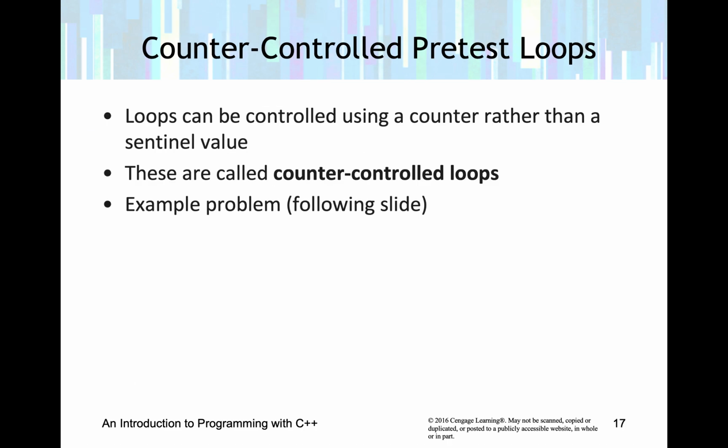Loops can be controlled using a counter rather than a sentinel value. The sentinel value was that -1 that we saw earlier. So we stopped it with the -1. So we can use a counter. So we can say, the person enters something, and we can say, okay, when you get to 10, stop. So that would be a counter control loop.